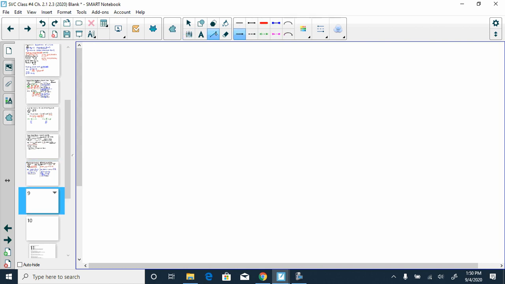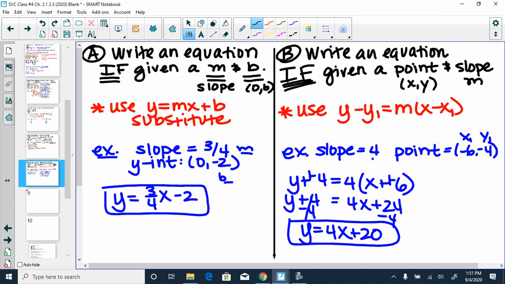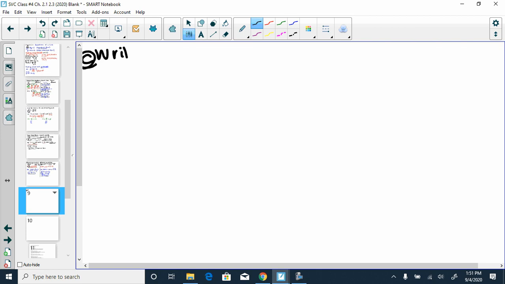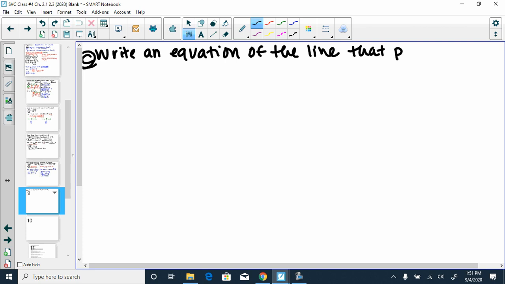I'm going to use a whole slide for this one. Write an equation of a line. And I called this C, by the way. Did I call the last one B over there? I don't even remember. Yes, I did. Write an equation of the line that passes through 2 points.